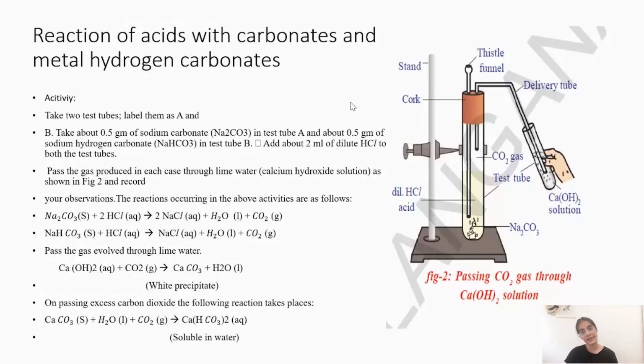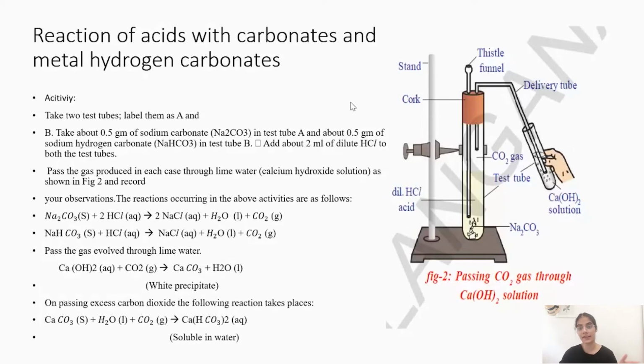Now, how to test for the fact that CO2 is being evolved? You know that when quicklime reacts with CO2, a white precipitate of calcium carbonate is formed. Now, quicklime has a formula of Ca(OH)2. If you pass this evolved gas through a test tube containing a solution of Ca(OH)2, that is calcium hydroxide, then you will see a white precipitate formed.